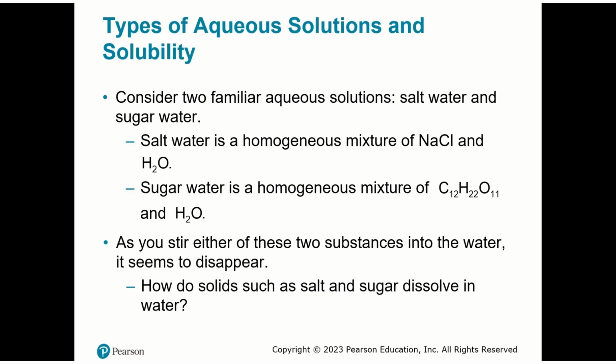So we have different types of aqueous solutions and solubility. Consider two familiar aqueous solutions, salt water and sugar water. Salt water is a homogeneous mixture of sodium chloride and water, while sugar water is a homogeneous mixture of sucrose and water. As we stir either of these two substances into the water, it seems to disappear. How do solids such as salt and sugar dissolve in water? This is what you're going to discover in the next part of this class.